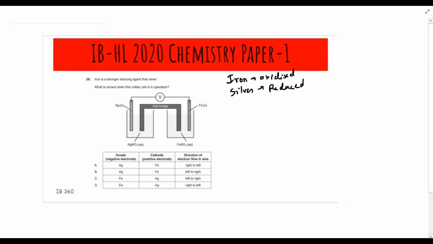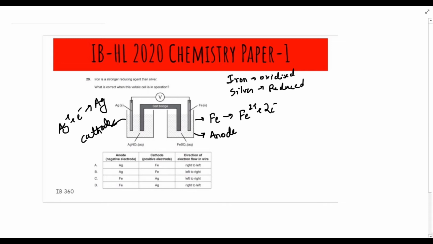Okay, so here what's happening is on this side we are converting Fe to Fe2+ plus 2 electrons. Okay, and on this side Ag+ plus an electron is getting converted to solid silver. Okay, so the part of the cell where oxidation occurs is known as the anode. The part of the cell where reduction occurs is known as the cathode.